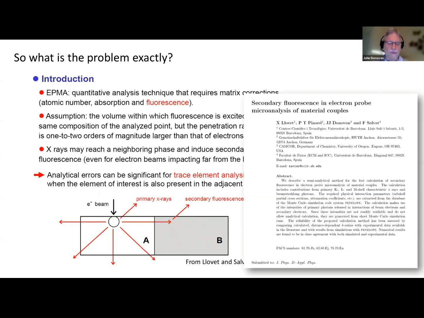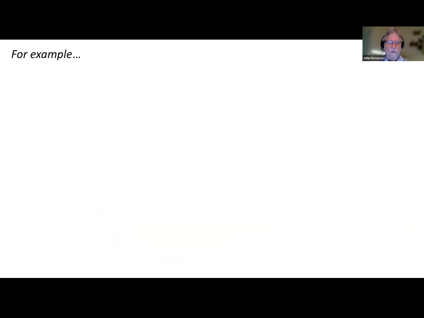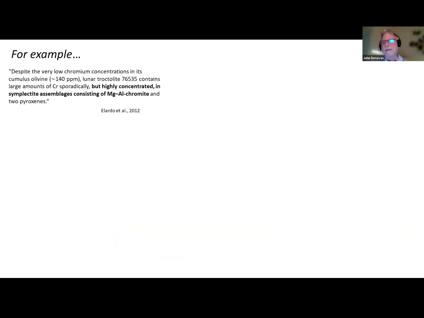One of the early papers on this was published a few years back, and it has all the physics details. But I'm not going to get into the physics details too much. So here's an example of a paper.